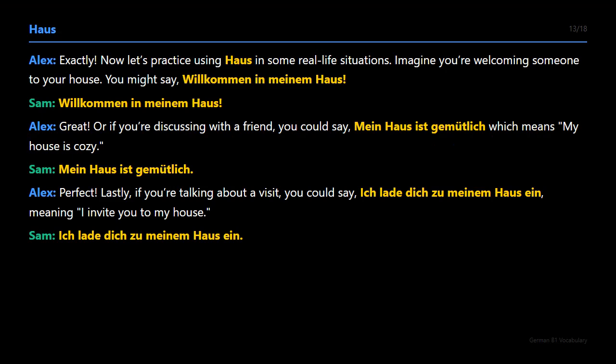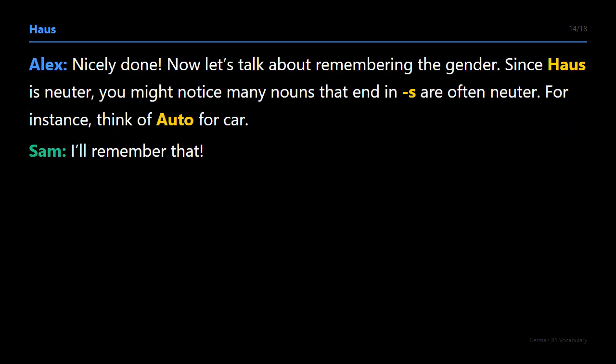Perfect. Lastly, if you're talking about a visit, you could say, Ich lade dich zu meinem Haus ein, meaning I invite you to my house. Nicely done. Now let's talk about remembering the gender. Since Haus is neuter, you might notice many nouns that end in this way are often neuter. For instance, think of Auto, for car. I'll remember that.